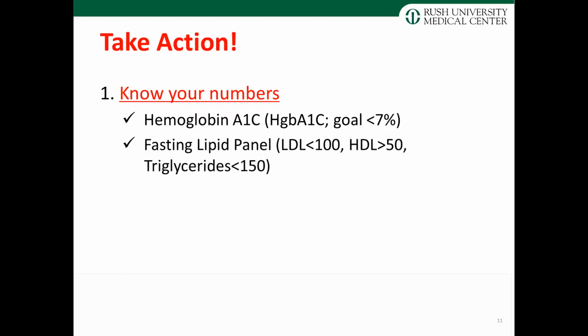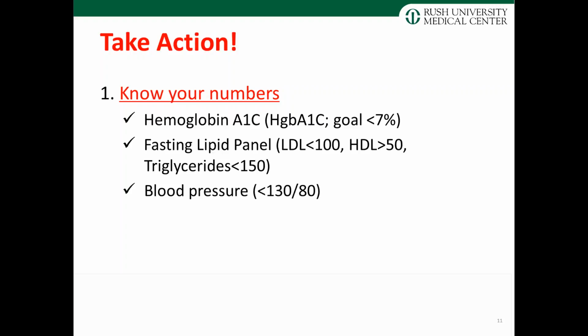The next thing is to check your fasting lipid panel. This includes your LDL, which we call the bad cholesterol. We want that to be less than 100. Your HDL, which is the good cholesterol I mentioned earlier, we want that to be above 50. And then the triglycerides, we want that to be less than 150.